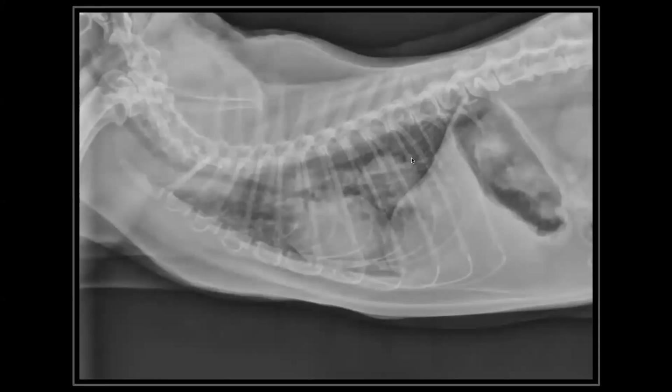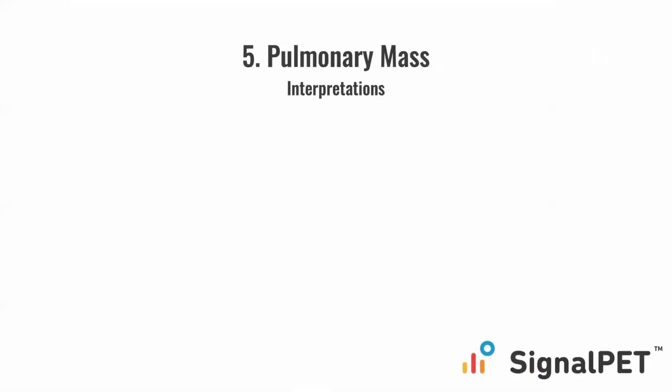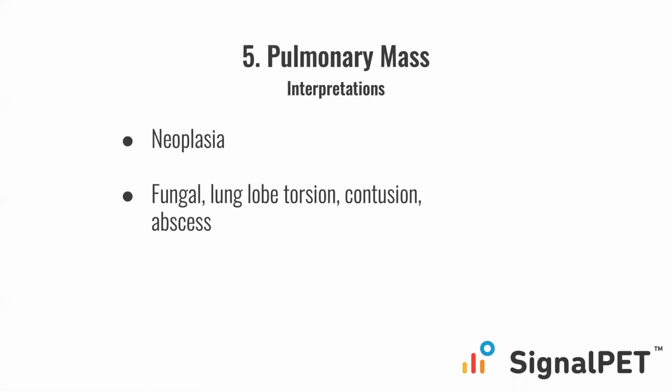Another example of well encapsulated. No doubt, the primary differential for masses is neoplasia, most commonly carcinomas. Can be primary, can be metastatic. Note, you can have other neoplasias, metastatic sarcomas and such, but primary carcinoma or metastatic carcinomas are common.